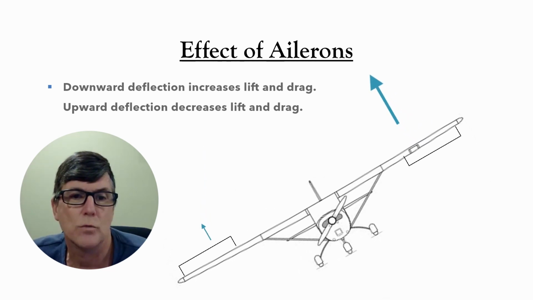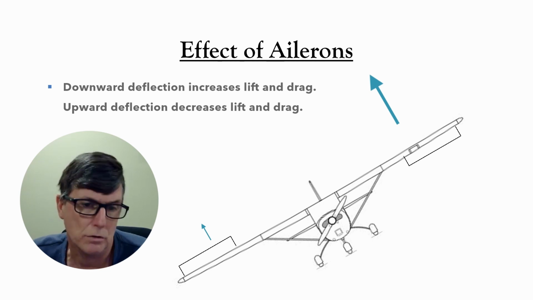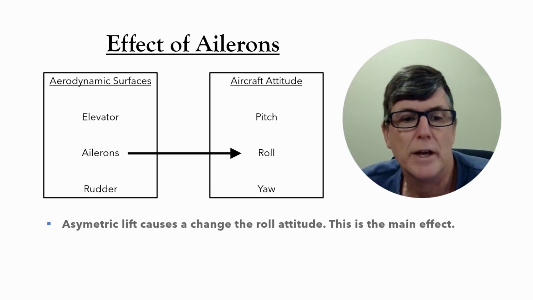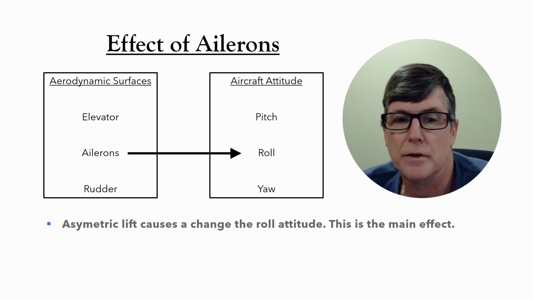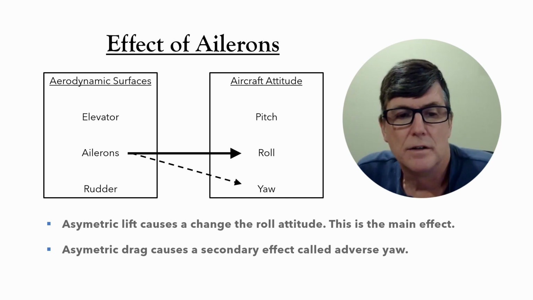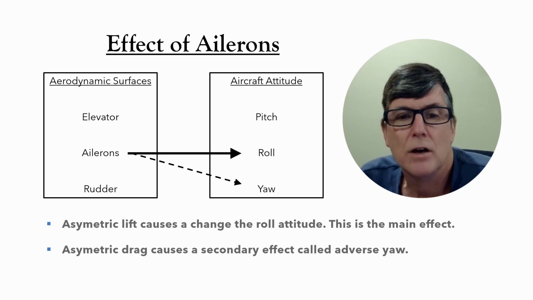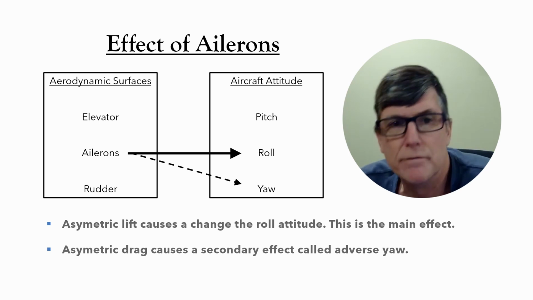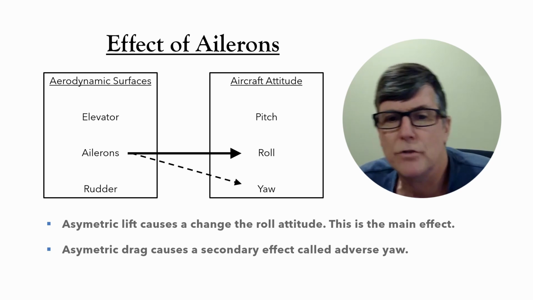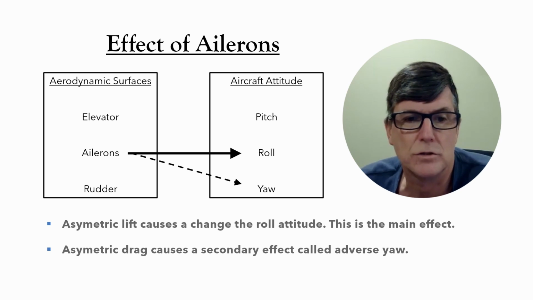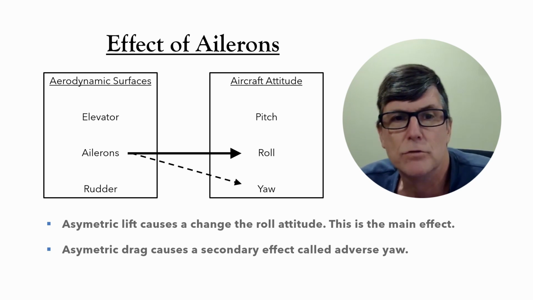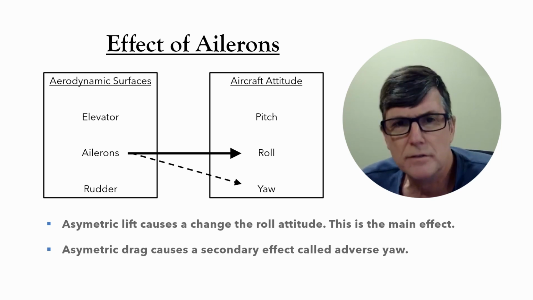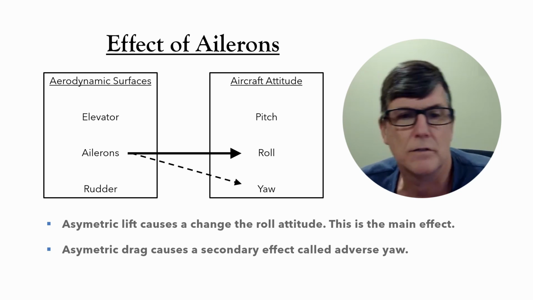The increase in lift on one wing causes the airplane to roll. The change in roll attitude caused by that asymmetric lift is the main effect of moving the ailerons. The asymmetric drag causes a secondary effect on yaw called adverse yaw. It's called adverse yaw because it's in the wrong direction compared to the direction we want the airplane to be yawing when we turn the ailerons. Adverse yaw is strongest for aircraft that have long wings, such as gliders. There are things that designers can do to reduce the effect of adverse yaw.